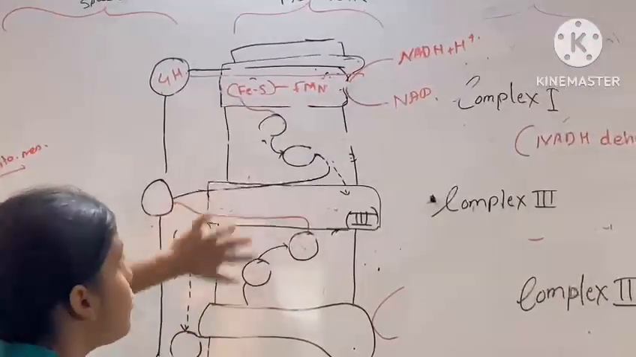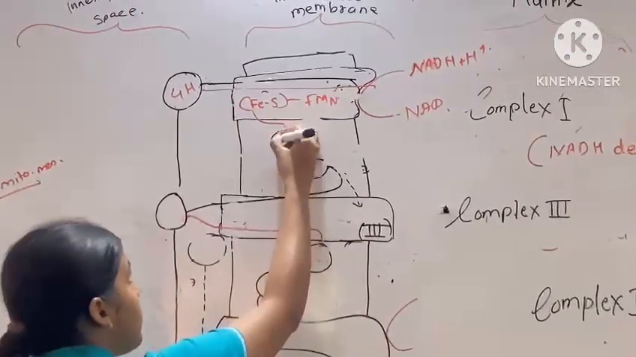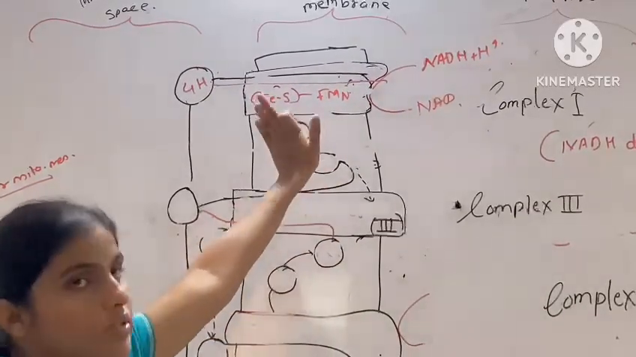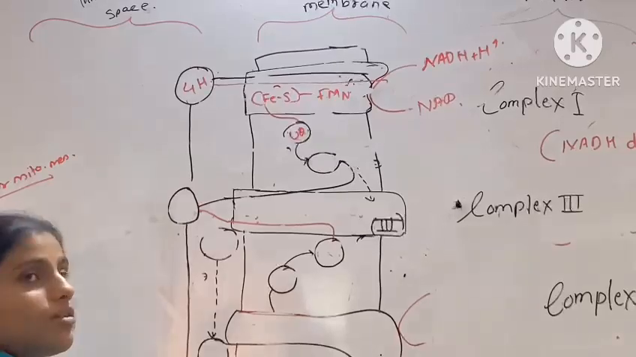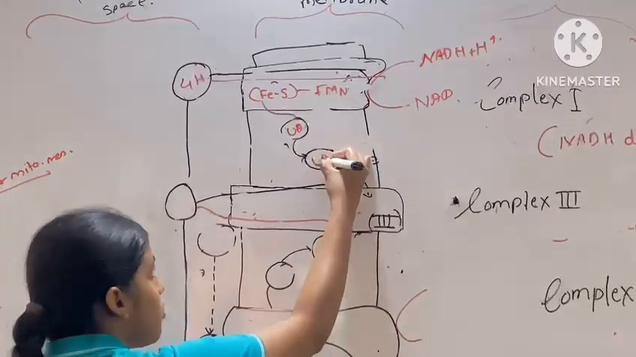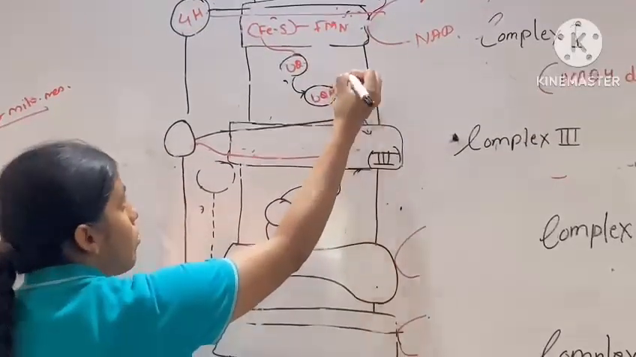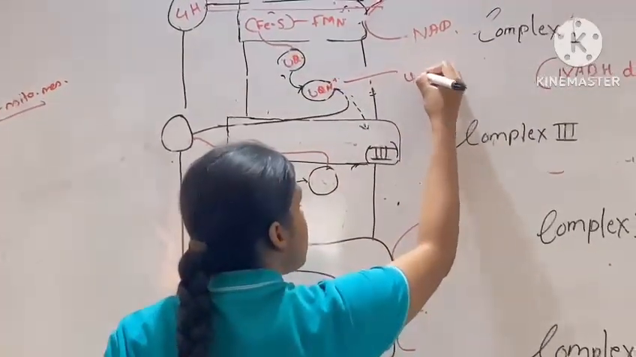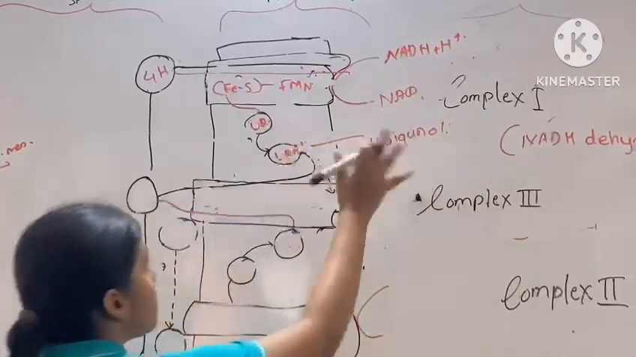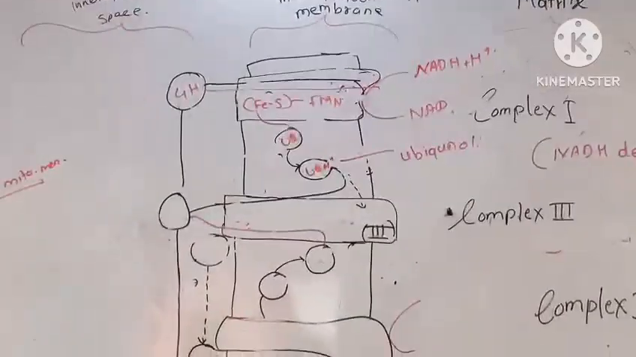Next, the electrons of FES will be given to ubiquinone, and this ubiquinone will use the electrons and make the reduced ubiquinone, which is also known as ubiquinol, which is made by reducing the ubiquinone.